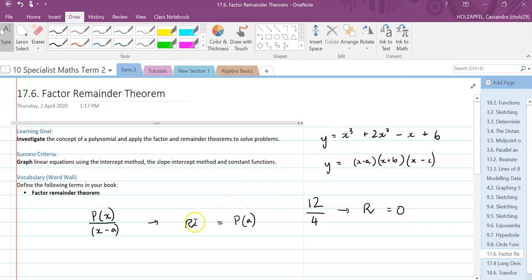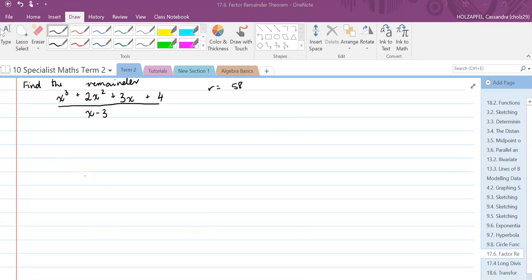All right, so let's jump into those same two questions that we had a look at in the last video. Okay, so x cubed plus 2x squared plus 3x plus 4 divided by this linear factor x take away 3. Now, when we did this using long division, we had a remainder that was equal to 58. So my goal is to show you that if I take my function and divide it by a linear factor, then when I substitute in the positive value into that function, I should get the exact same solution. So that's what the factor remainder theorem states.